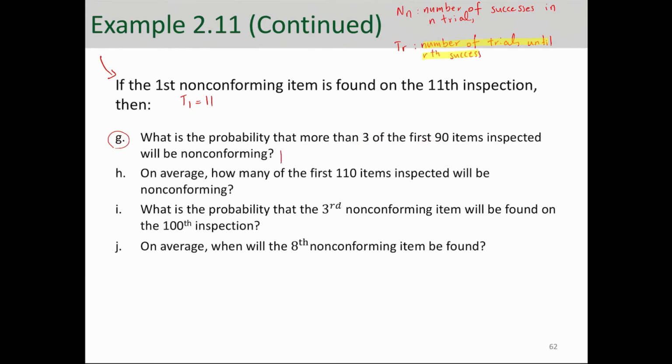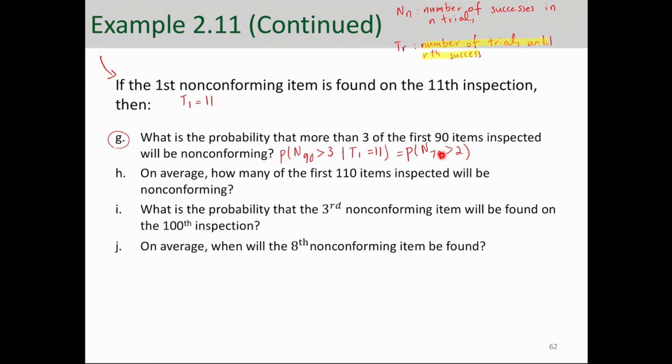So we're looking for the probability of N90 being more than 3, given that the first success was found on the 11th trial. If we know that it took us 11 trials to see the first success, now there are 79 to go, 90 minus 11, and we want to see more than 2 successes. That becomes the probability of N79 greater than 2.